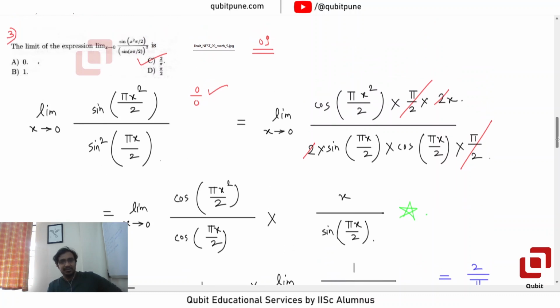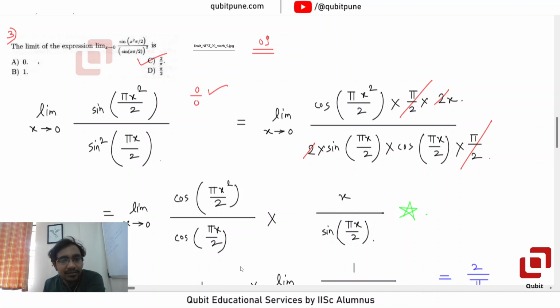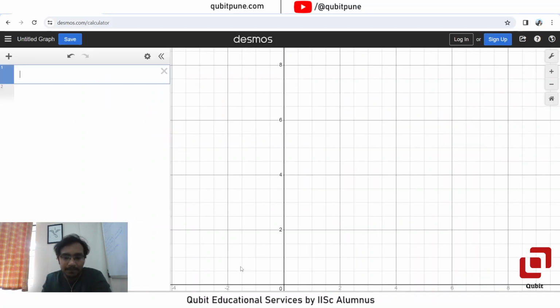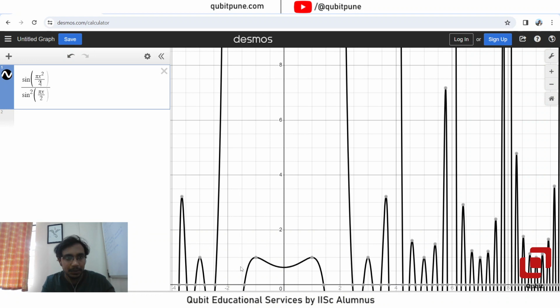Somewhere close to 0.6. So you can do it on a calculator, but let's do it on Desmos this time, because that square part is a bit difficult to enter in my calculator. Okay, so what is the function? Sine squared in the denominator, sine squared pi x by 2 in the denominator, and in the numerator we have got sine of pi x squared by 2. Okay, so this is the graph.